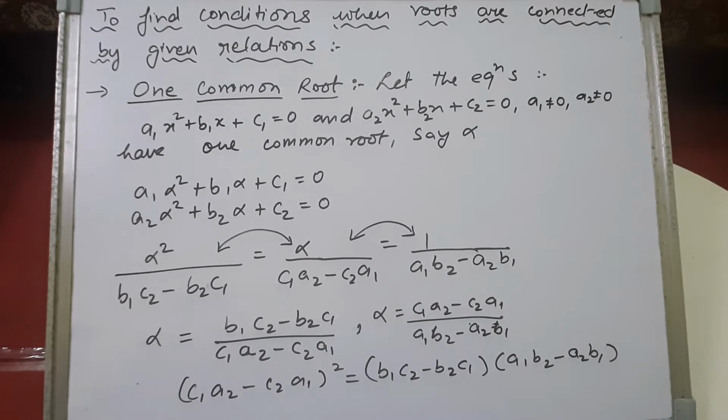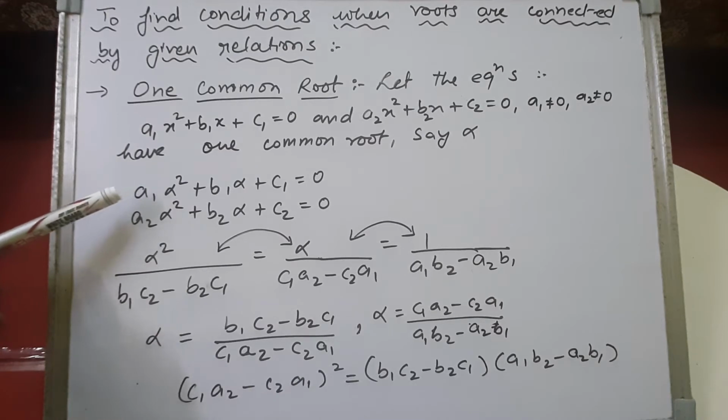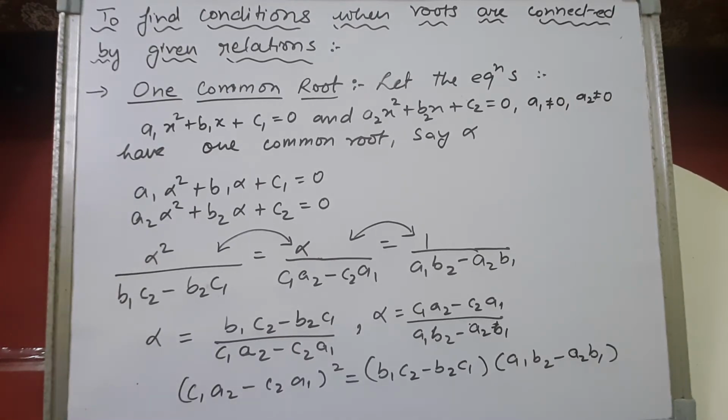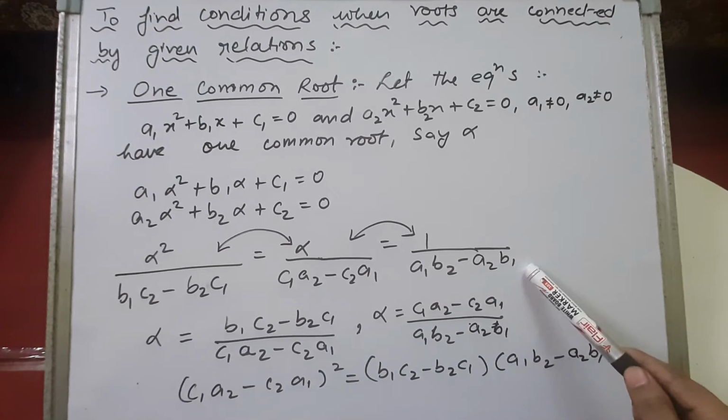So we can substitute alpha in place of x. The quadratic equations obtained will be a1 alpha square plus b1 alpha plus c1 equals 0 and a2 alpha square plus b2 alpha plus c2 equals 0. When we apply the cross multiplication method, solving these two quadratic equations, we get the result as alpha square upon b1 c2 minus b2 c1, alpha upon c1 a2 minus c2 a1, and 1 upon a1 b2 minus a2 b1.